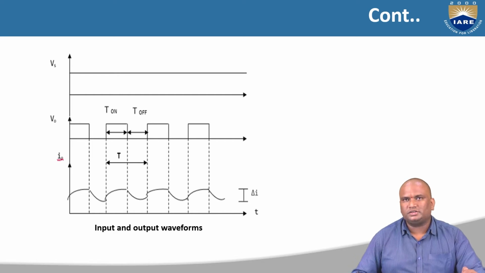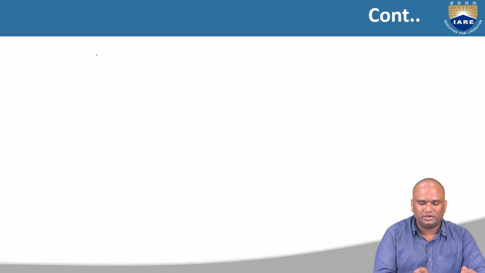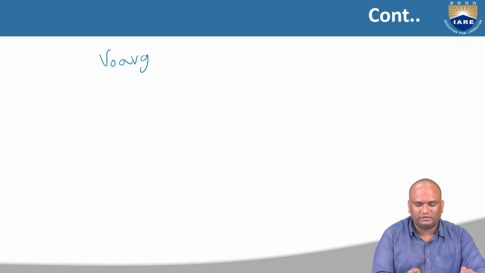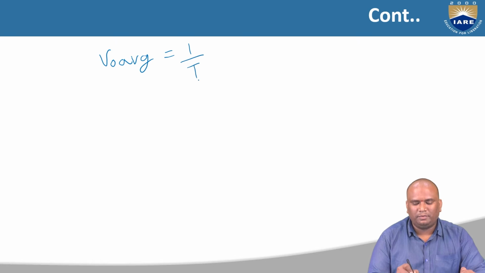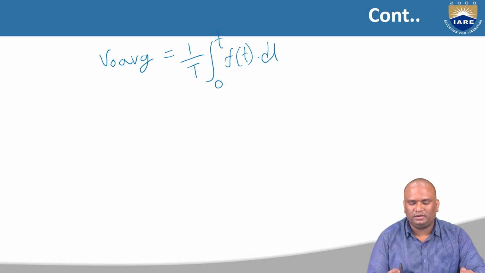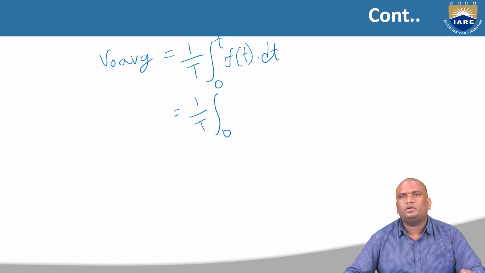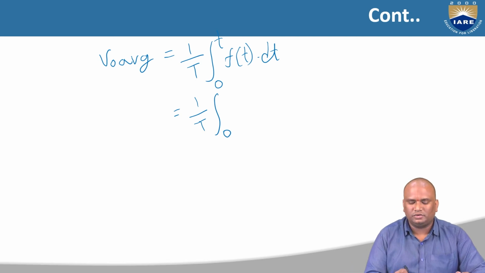So average output voltage V naught average is equals to 1 by time period integration 0 to T of a function f of t dt. Here 1 by T, here T is the time period, and we are having the function available only during the on time of the chopper. So T on, and the function we are having it as Vs as the function dt.